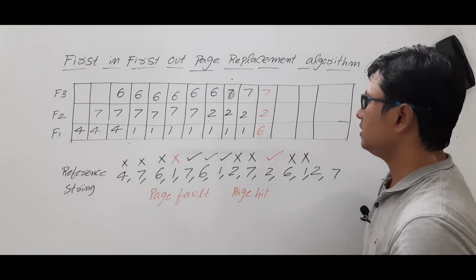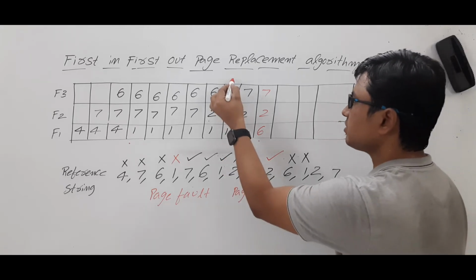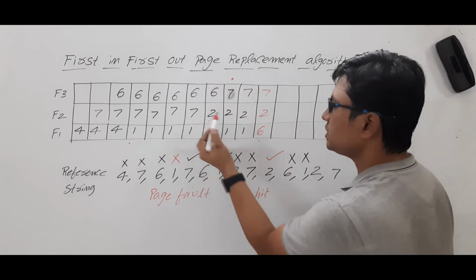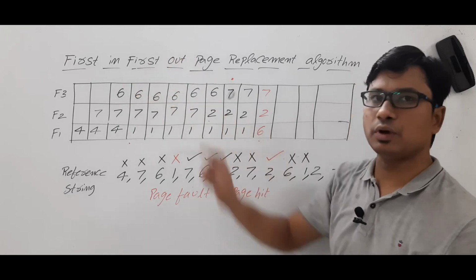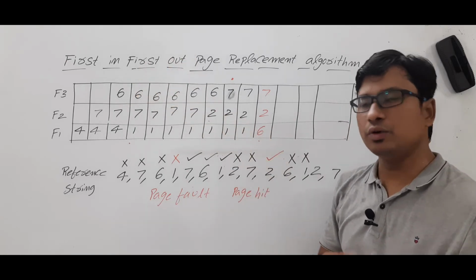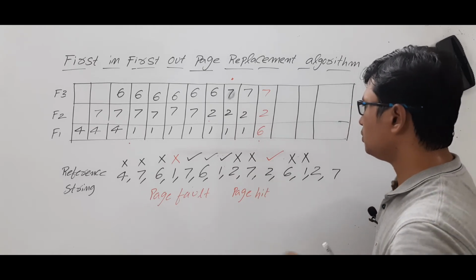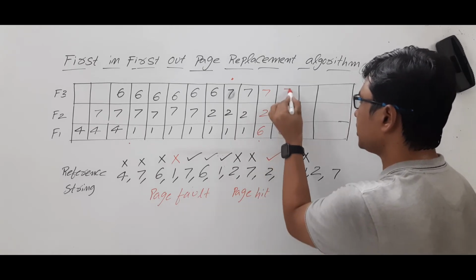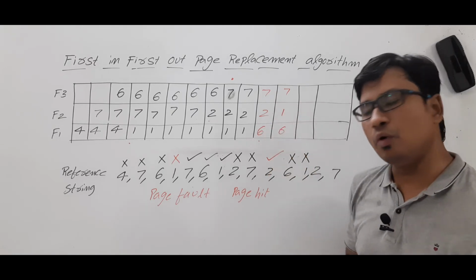Look at here. Page number 6 was in here. Page number 7 is in here. Page number 2 is in here. So which was in first? Page number 2. So that page you have to remove, or you have to swap out. So this page number 2 is the victim page. So you have to swap out the page number 2 and you have to swap in the page number 1.